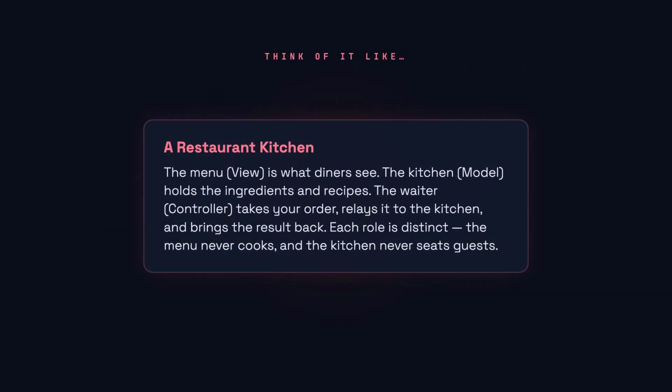Think of a restaurant. The diner only ever sees the menu and the finished plate. That is the view. The kitchen contains the real ingredients, the recipes, and the cooking rules. That is the model. The waiter moves between the two, taking the diner's request, handing it to the kitchen, and delivering the result. Each role is cleanly separated, and that separation is exactly what MVC gives your software.